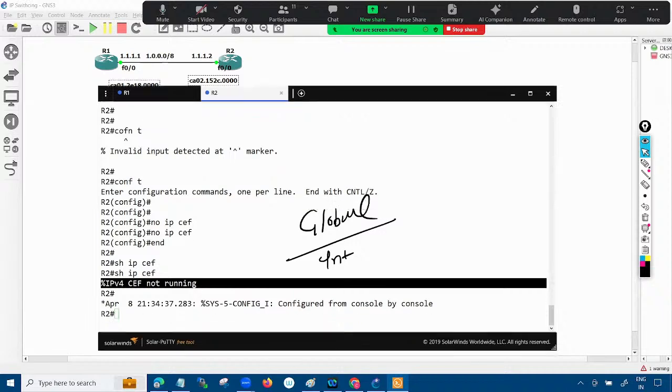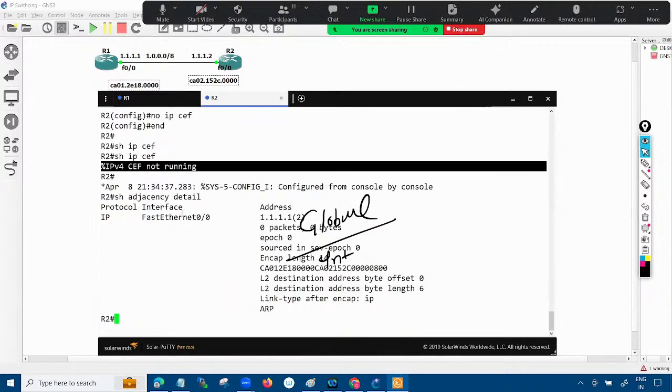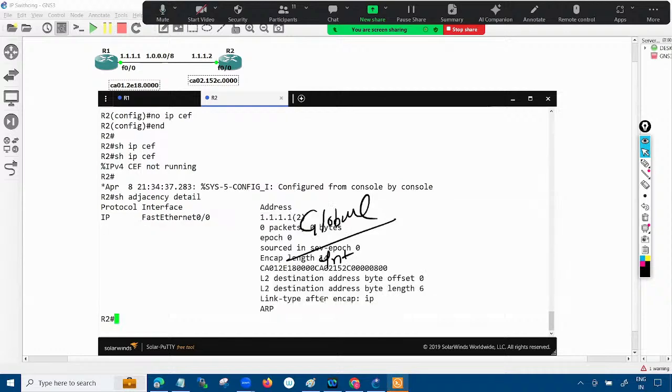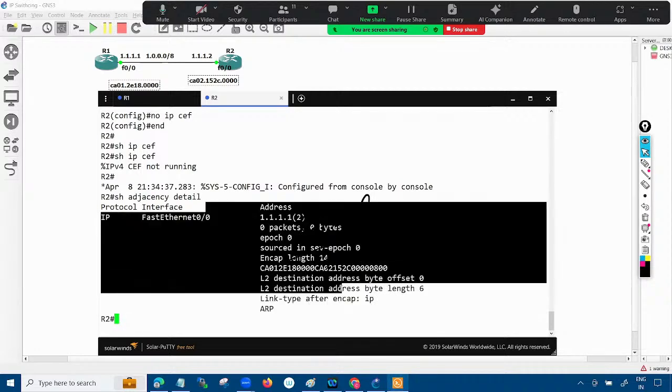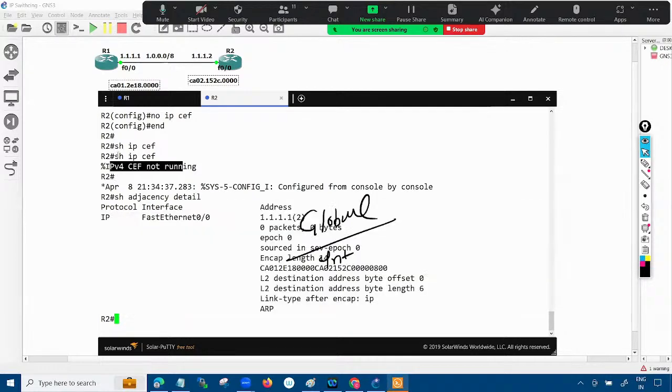So adjacency, routing detail. It must not have this information. I don't know why it's showing that. It must not have this information. So if you see that CEF is not running, you will not have a CEF table.